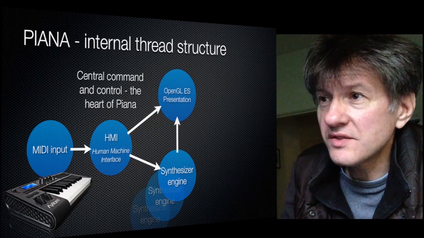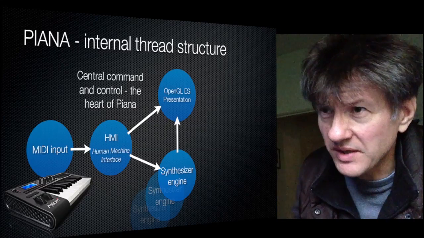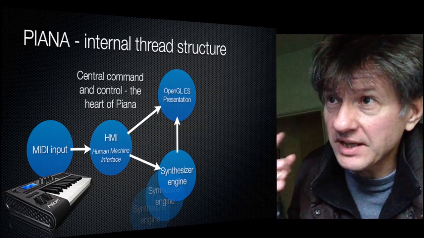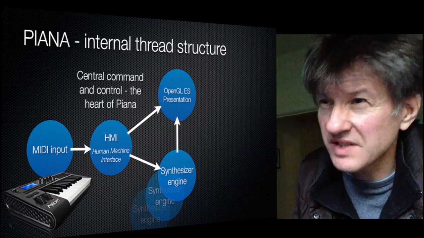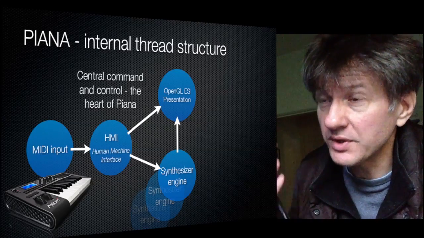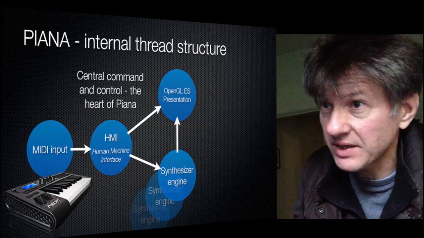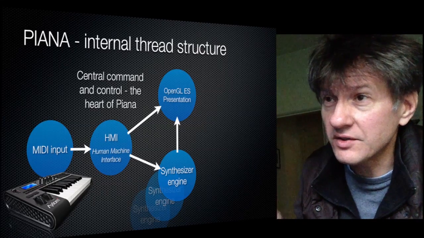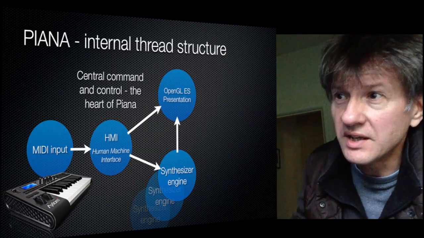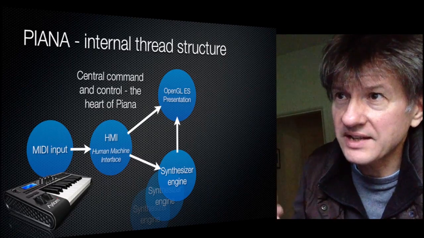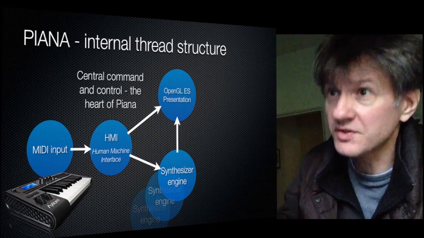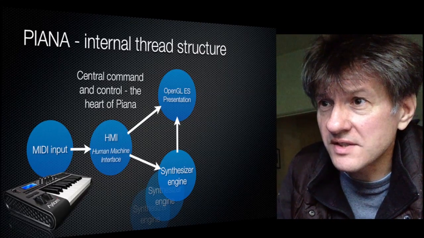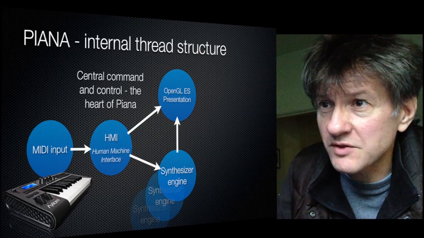The HMI human-machine interface communicates with the synthesizer engine to tell it which notes to play and how to play them. It also communicates with the OpenGLES presentation layer to tell it what to draw, i.e. what you see on screen is being controlled also by the HMI. The synthesizer also has to talk to the OpenGLES presentation layer in order to do that fantastic green oscilloscope thing. So HMI is talking to the synth and is talking to the OpenGLES layer, and the synth is also talking to the OpenGLES layer.